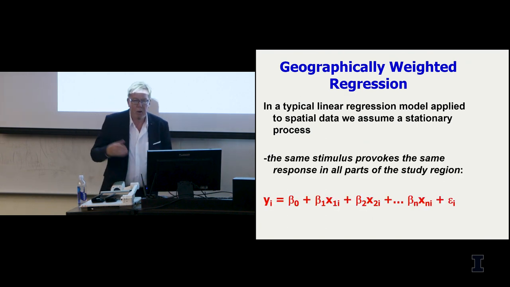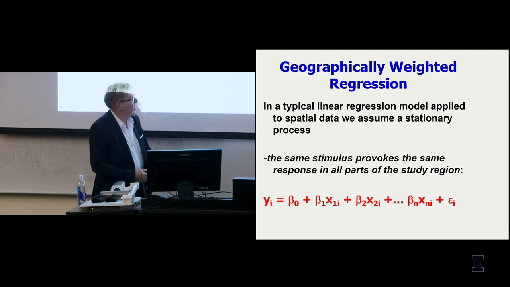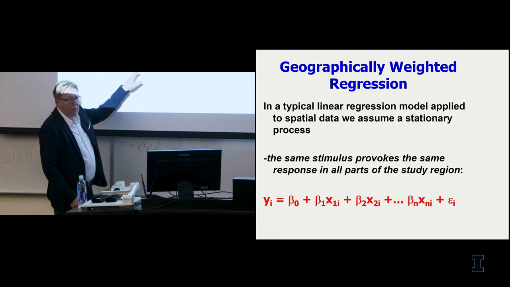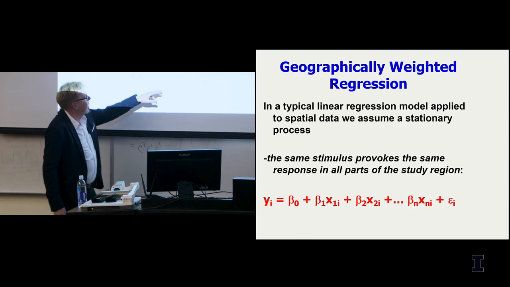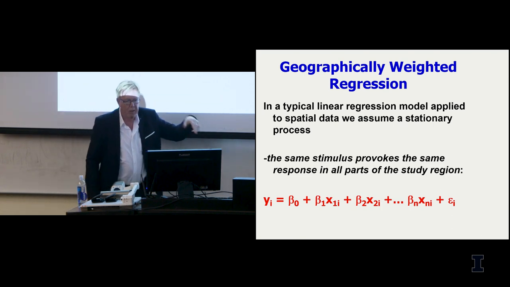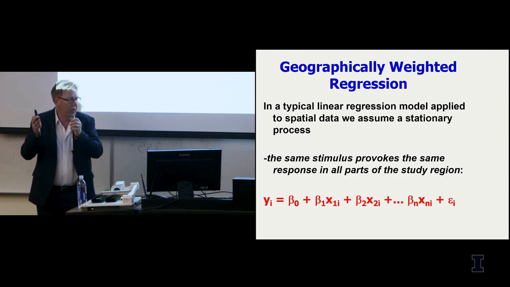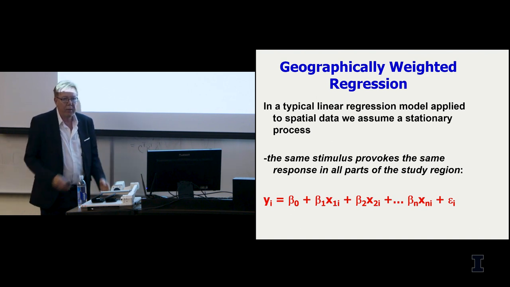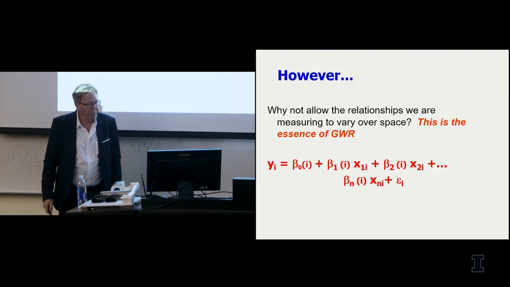So the model of this is a representative of many kinds of models one could put up, but it's global in that for every relationship in this model, we'll get a single estimate of these relationships. So we'll get a single estimate of beta 1, a single estimate of beta 2, etc. in this model. We take all our y measures, all our measures on x1, x2, x3 in our study region, wherever that might be, mix them all together and come up with single estimates of these parameters.